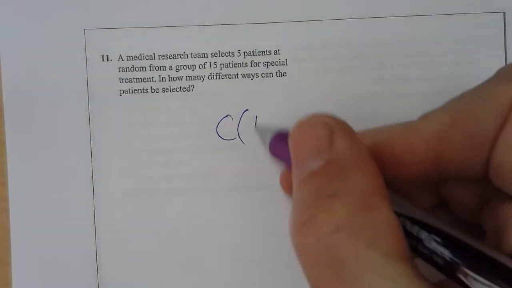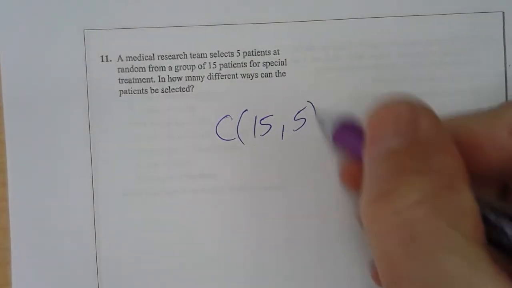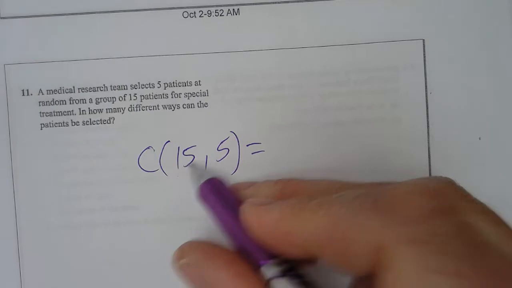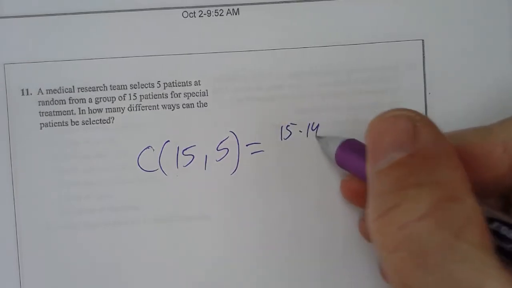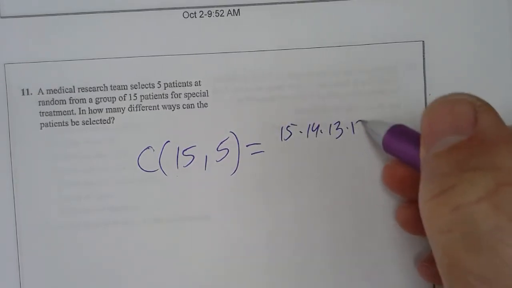It says we have 15 patients and we're picking out 5. There's no order to it. So it's C(15, 5). And that, remember, you start with the 15 and you go down: 14, 13, 12, 11.